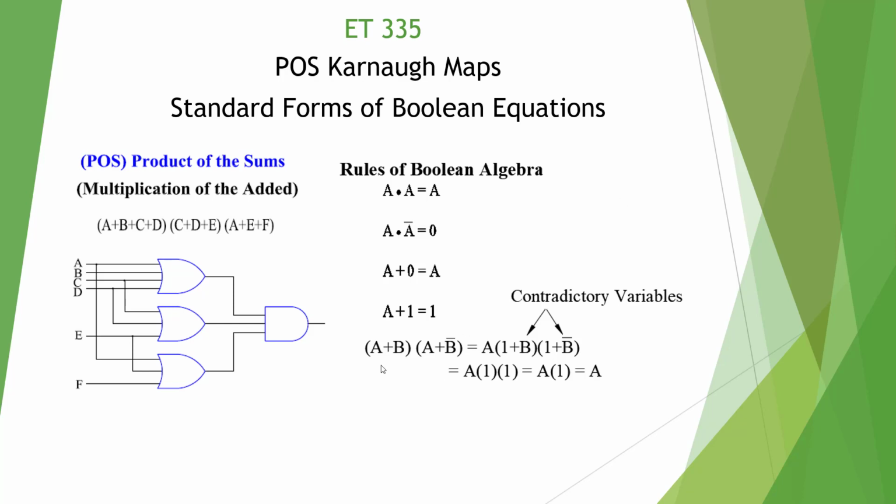So if we take our equation here and we rearrange it, where we have A times 1 plus B and times 1 plus B bar, these variables are going to drop out. They're contradictory. So they're working the same way as our SOP, and when it simplifies out, we're just going to be left with A.